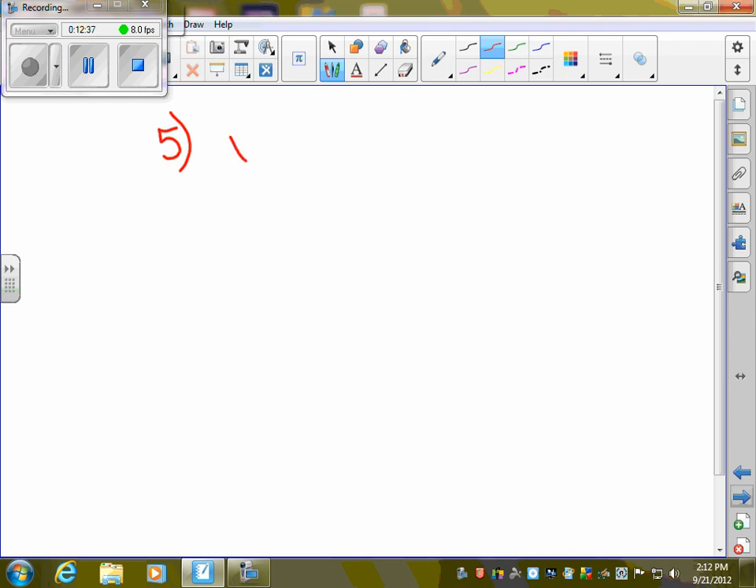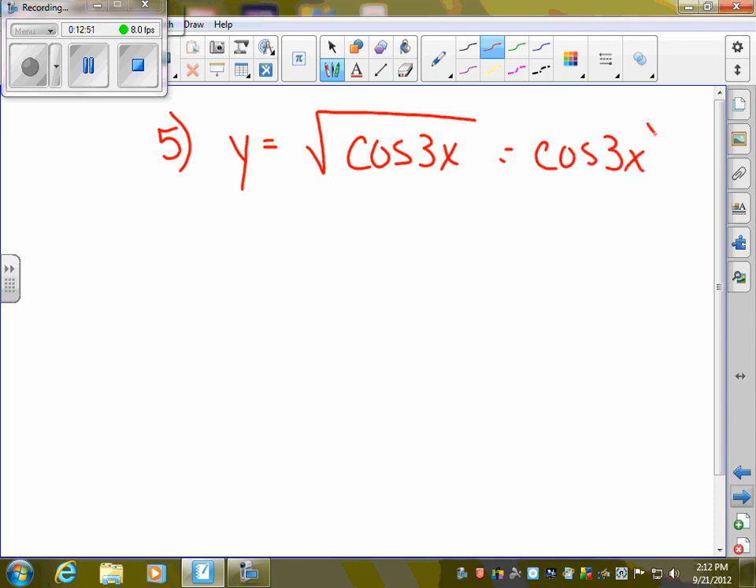Say we have y equals the square root of the cosine of 3x. So this one you're going to actually see several different links to this chain rule. So you think of that as cosine 3x to the 1/2. Remember, as soon as you see square root, think to the 1/2. So what's y prime? So work your way from the outside in. You've got something to the 1/2.